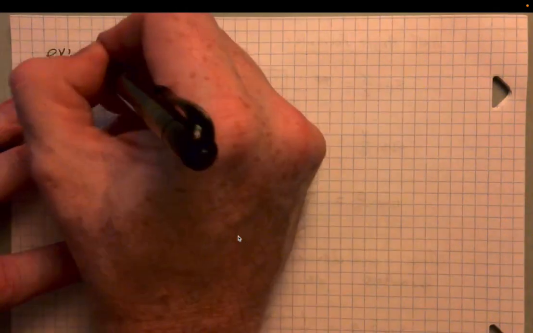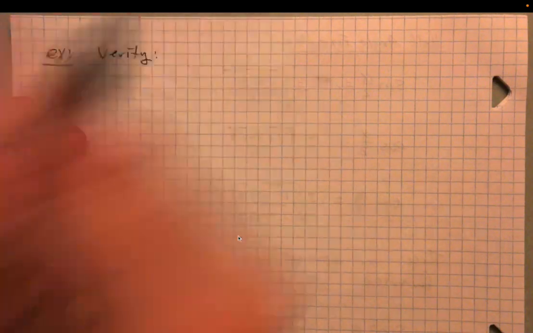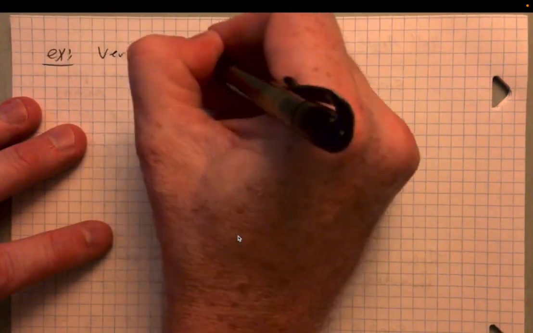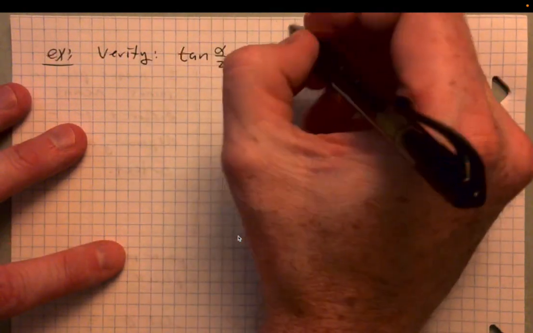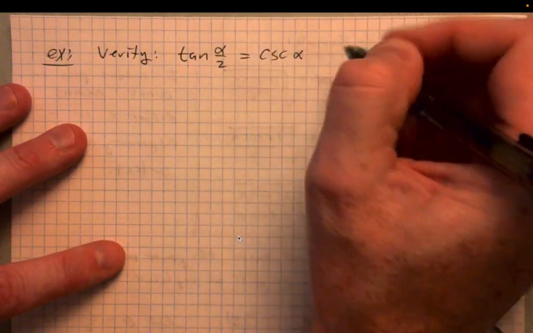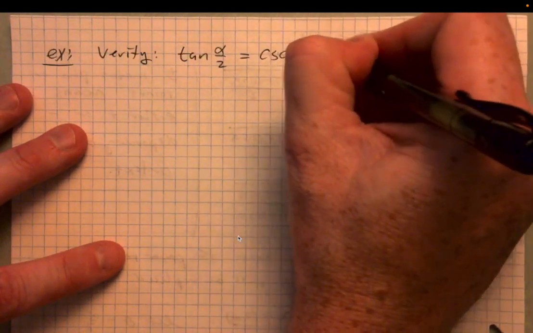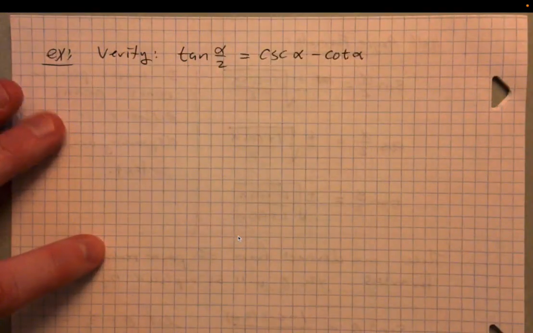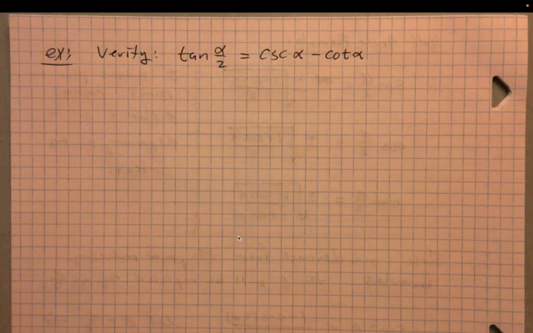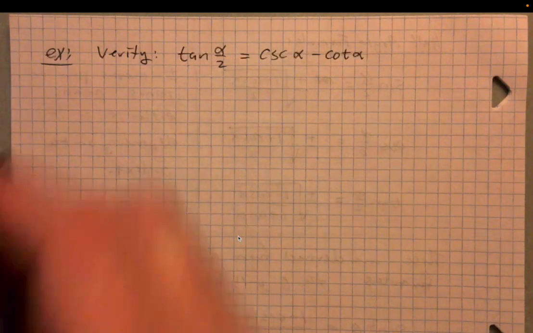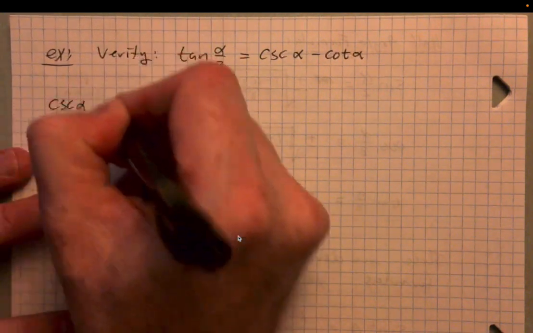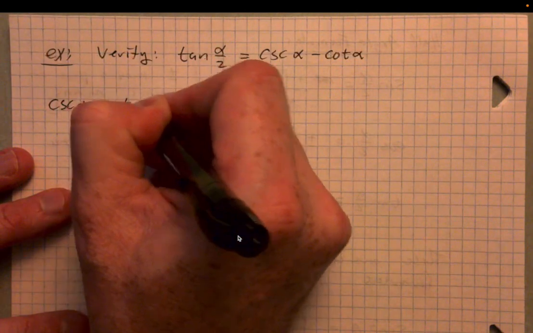Well, actually, that's not the example I wanted to do. This one. So let's verify that the tangent of alpha over 2 is equal to cosecant of alpha minus cotangent of alpha. In this case, we're going to start with the right-hand side because it appears to be the more complex. So we'll say cosecant of alpha minus cotangent of alpha.